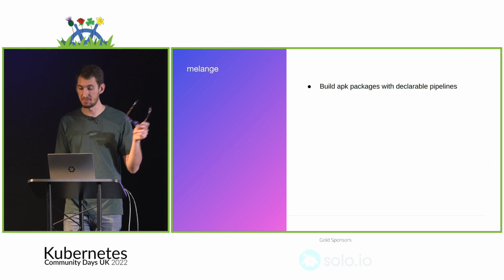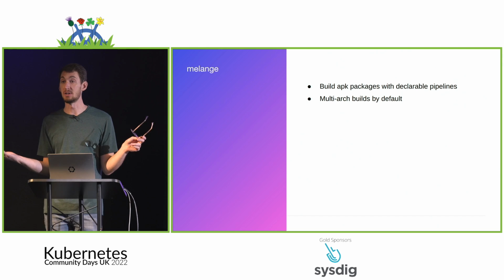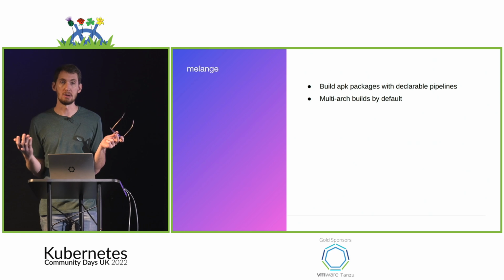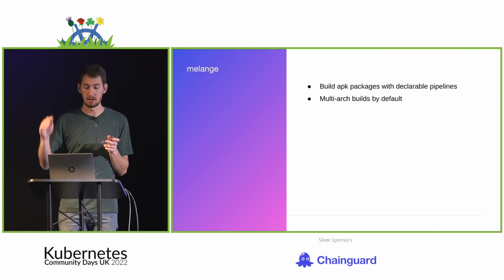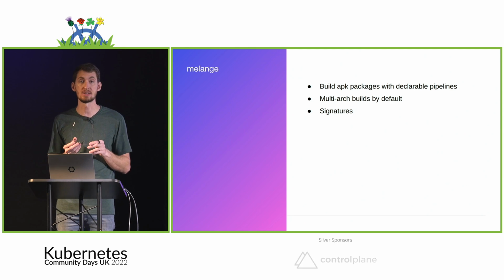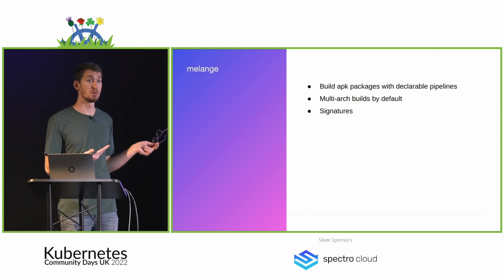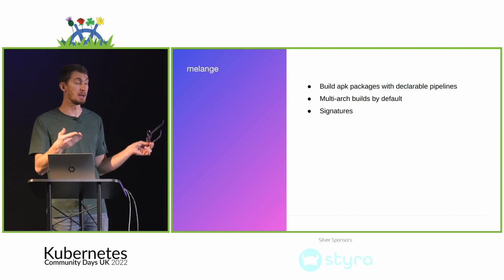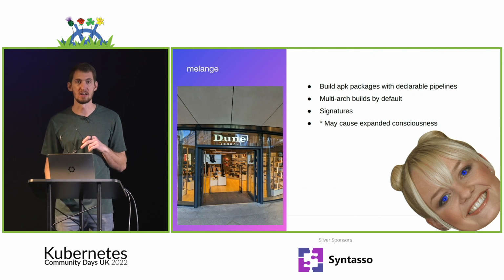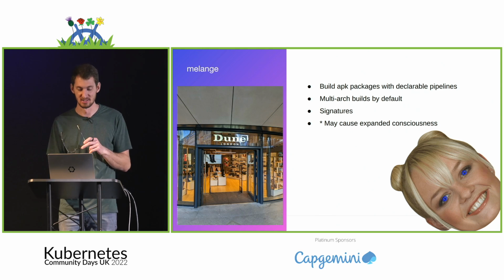Melange is a builder for APK packages with declarable pipelines. It's multi-build by default for different architectures, which is pretty sweet. If you only want specific architectures you have to specify that, otherwise it'll try to build for everything. It has signatures built in, so it'll sign all the packages that it creates with whatever keys you specify. And we're working on adding support for Sigstore, so it can sign with your OIDC from your pipelines, which is really cool. And Melange may obviously cause expanded consciousness, like the spice melange in Dune. The Wolfi store is around the corner too. I thought that was cool.